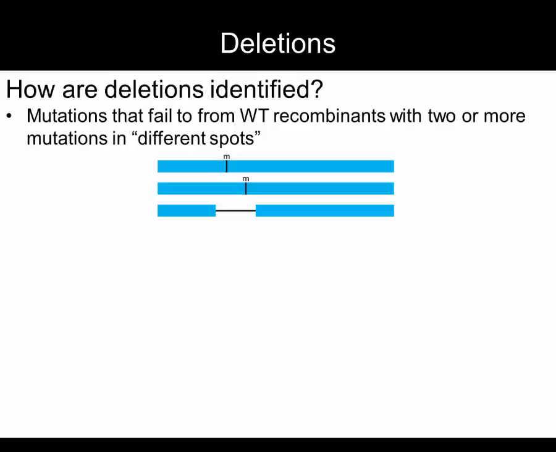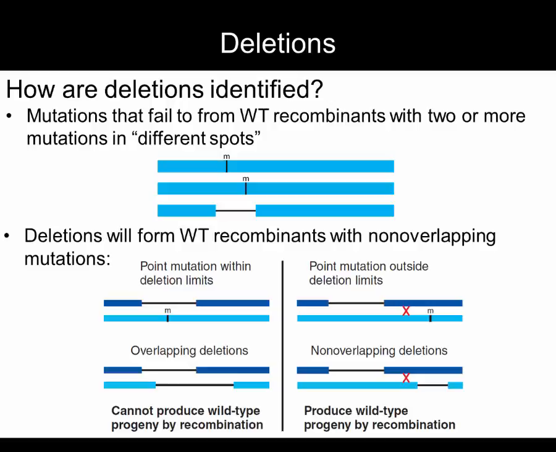This gene cannot form wild-type recombinants with either of the above point mutations. The base that's mutated in the top gene is missing in the deletion. The correct genetic information cannot be found in either gene, so a wild-type recombinant is impossible. So deletions cannot form wild-type recombinants with point mutations if the mutations fall within the range of the deletion.